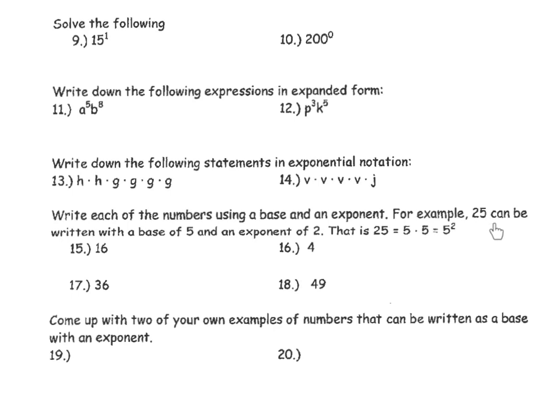For example, 25 can be written with a base of 5 and an exponent of 2. That is, 25 is equal to 5 times 5, which equals 5 squared. So you're going to write each of these using a base and an exponent. And then you're going to come up with 2 of your own examples of numbers that can be written as a base with an exponent. So at this time, I would like for you to pause the video while you complete problems 9 through 20. When you're ready, check your answers, press play.